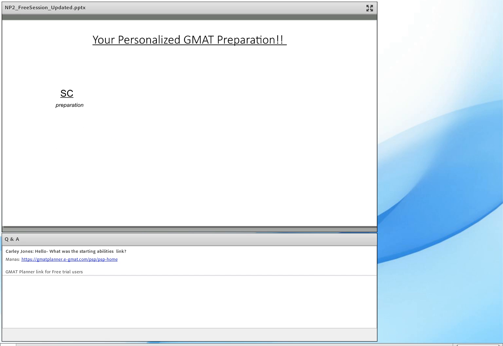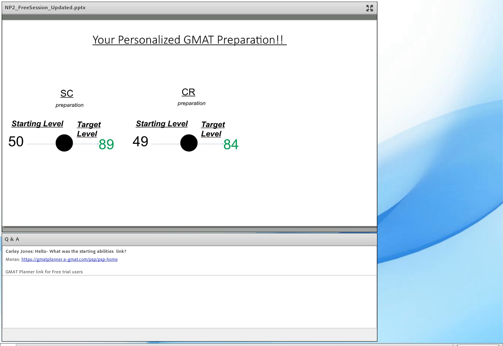When you do this, your entire GMAT preparation is divided into five mini preparations. If you hit these target ability levels, there's no reason why you would not hit your target GMAT score.